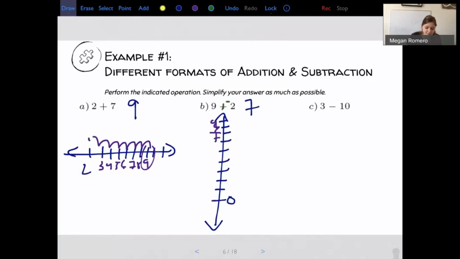For part C, 3 minus 10, you have $3 and someone demands 10 from you, so you would be at negative $7 or $7 in debt. And the way that this looks on a number line, we would start at 3. So I'm going to put 0.